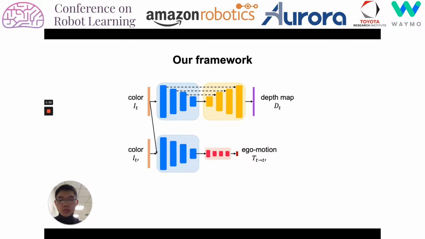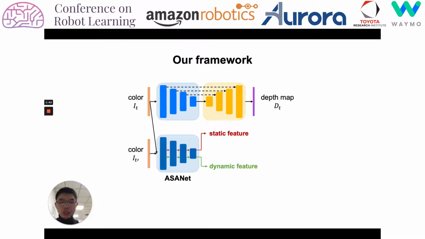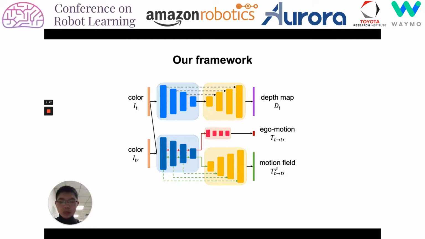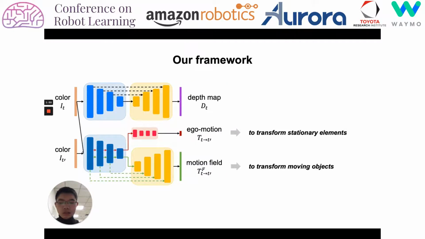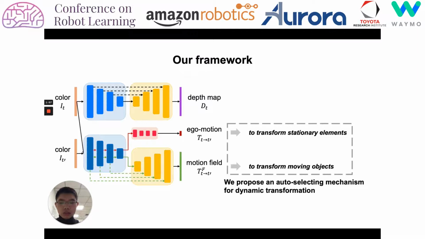Motivated by this, we can estimate the dynamic motion field from two consecutive frames. We design a new ASANet to replace the original encoder of PoseNet, which can separate and extract static and dynamic features from adjacent frames. Besides, we extend the commonly used PoseNet to MotionNet, which incorporates an additional motion field decoder. In order to achieve dynamic transformation, we further propose an auto-selecting mechanism.